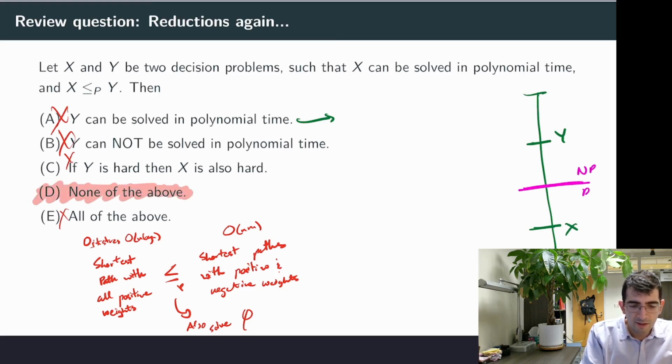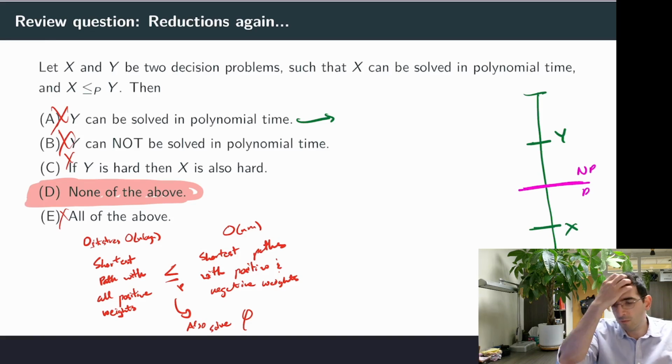Okay, so that's just a short theory look at reductions, and we'll move on to some examples of proving NP and NP hardness next.